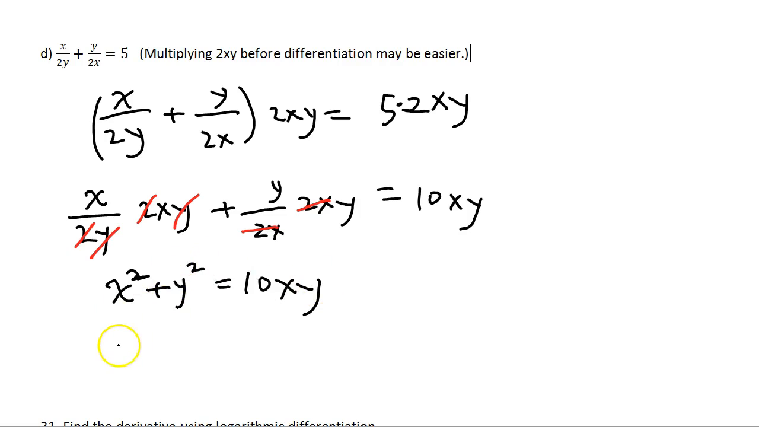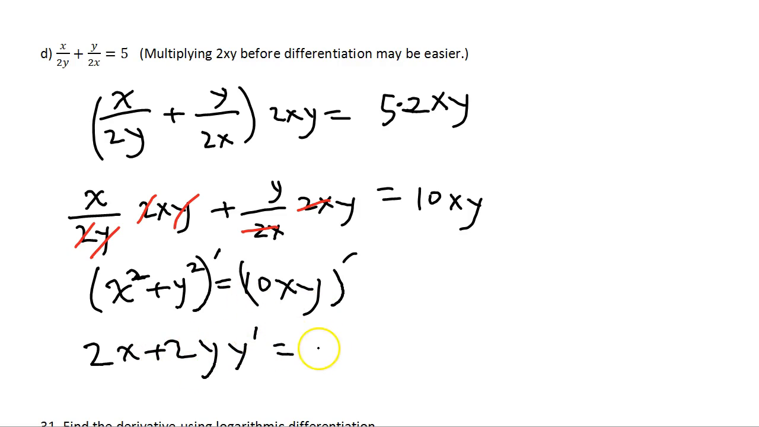Now let's differentiate both sides. After all, this is implicit differentiation, so we have to differentiate both sides, which creates 2x plus 2y y prime. This is 10y plus 10xy prime, because I'm using the product rule here. So it's 10x times y, and if I differentiate 10x, I get 10, and if I differentiate y, I get y prime.